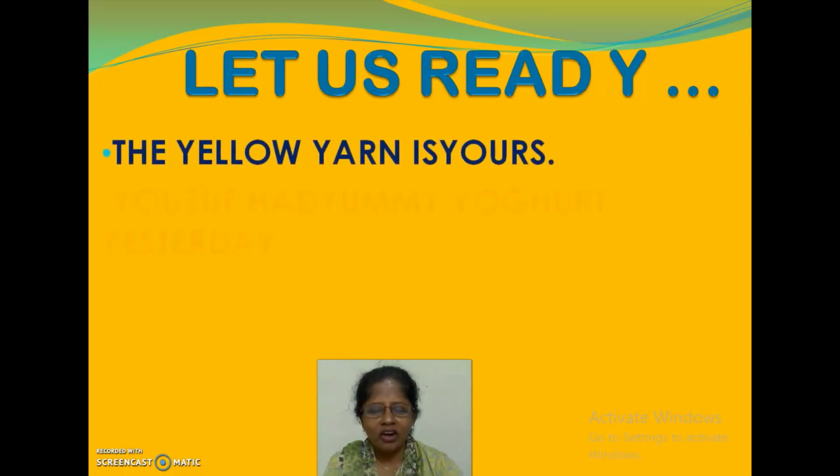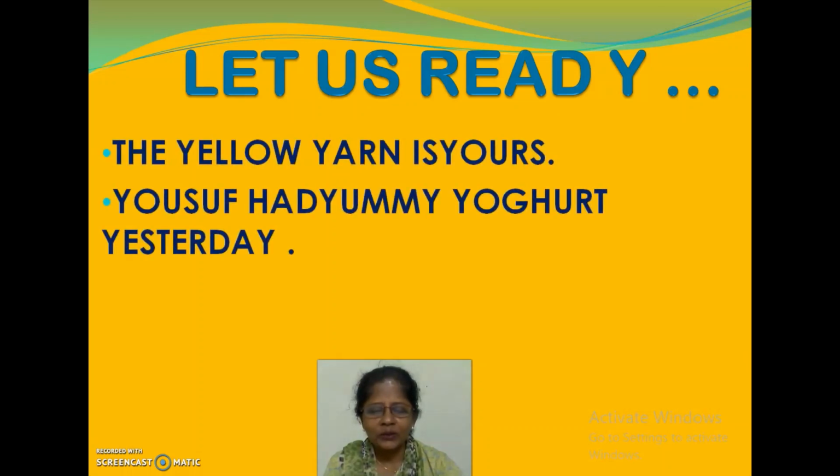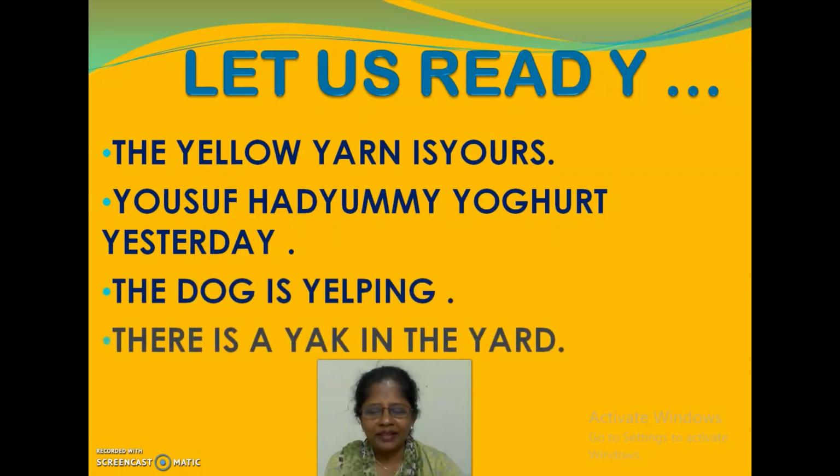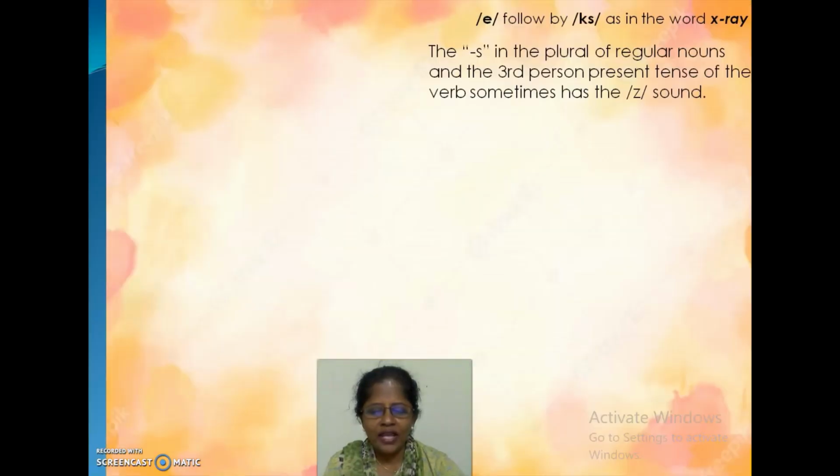The yellow yarn is yours. Yusuf had yummy yogurt yesterday. The dog is yelping. There is a yak in the yard. Yogi yelled at Yasser. Okay, if you notice those sentences, in the end it will be a vowel. The beginning it is a consonant.